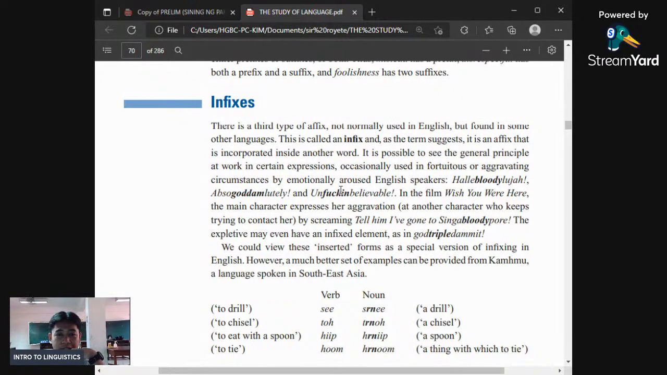So, for the English speakers, they usually have this one: hallelujah. So they usually add the word bloody. Imbis na hallelujah, naging halle-bloody-lujah. They also have absobloodylutely, and we also have unfreakingbelievable. Right? So those are what we call infixes. These are just expressions for English speakers.